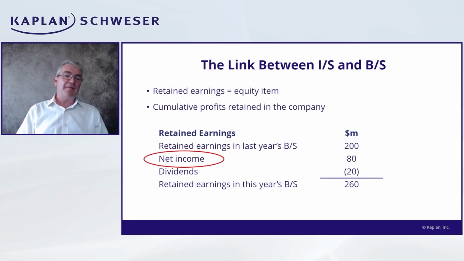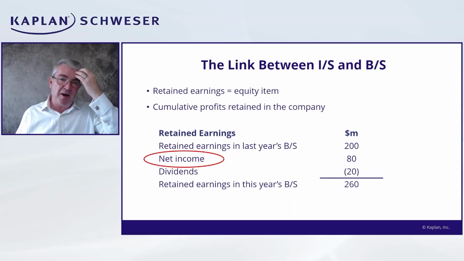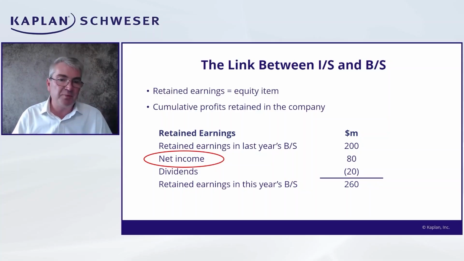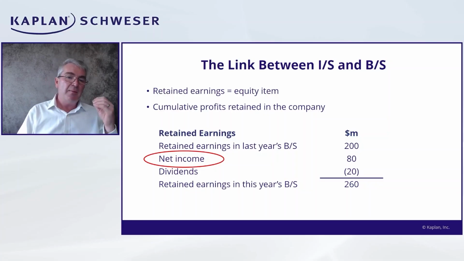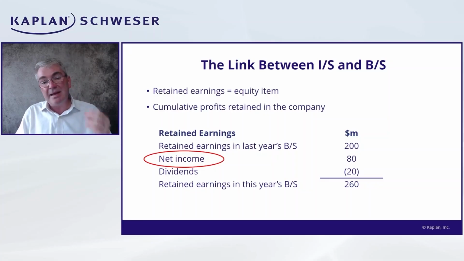Now let's just talk about that link between the balance sheet and the income statement briefly. The link between the balance sheet and the income statement is retained earnings. It's a component of your stockholders' equity. And note it reflects the cumulative profits retained in the company. And when we say retained in the company, we're simply meaning not paid out by way of a dividend.